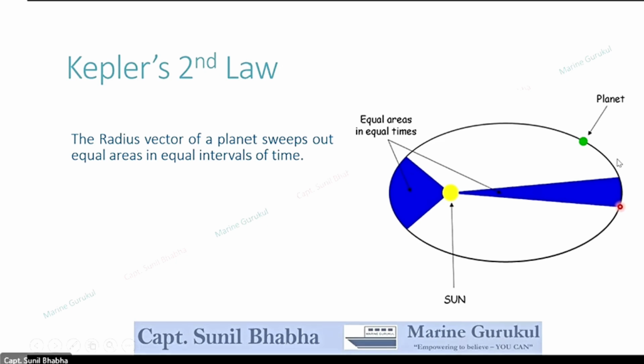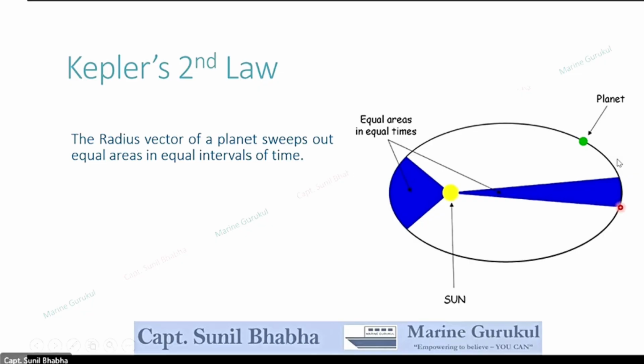So let us assume that on one particular day when we started observing, the planet was at this particular location where the laser pointer is right now. If the planet is at this location, the radius vector of the planet is this one. You can follow the laser pointer. This is the radius vector of the planet.